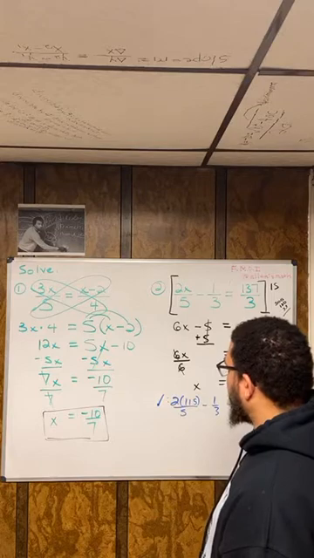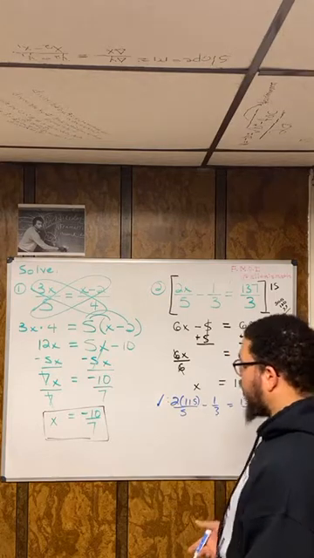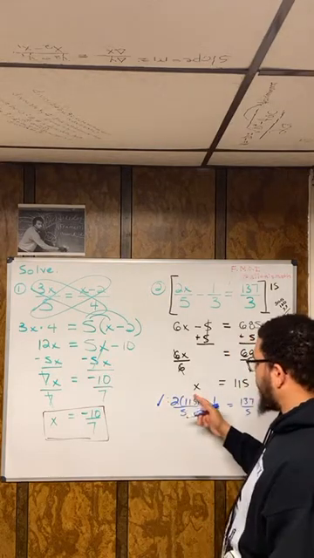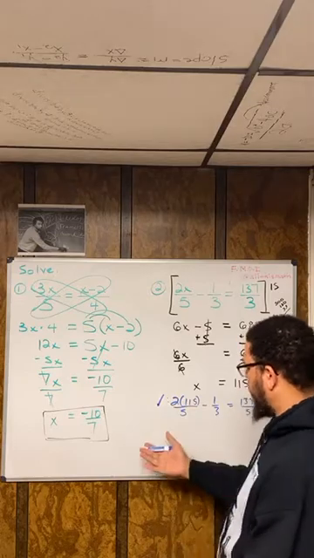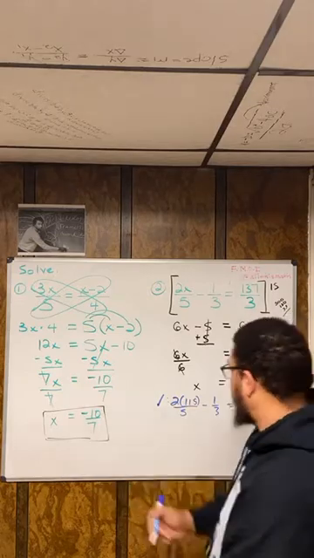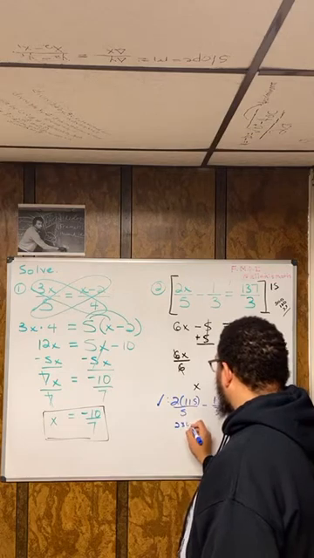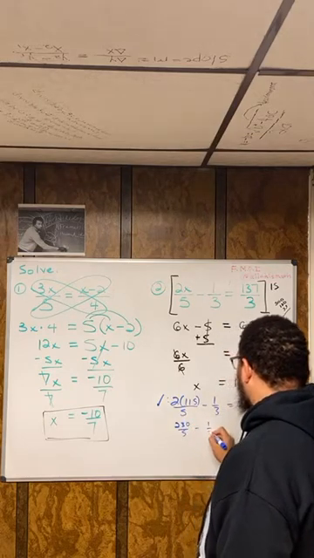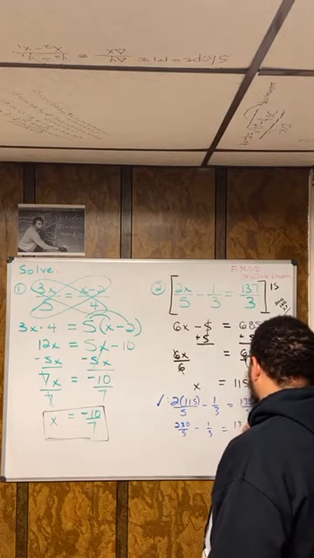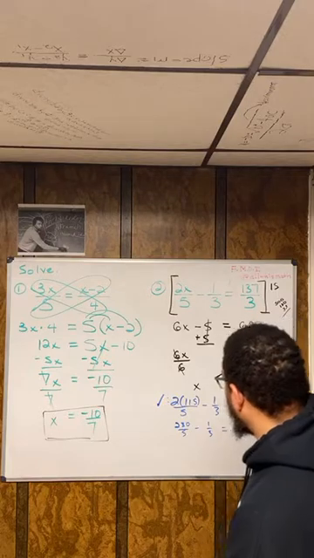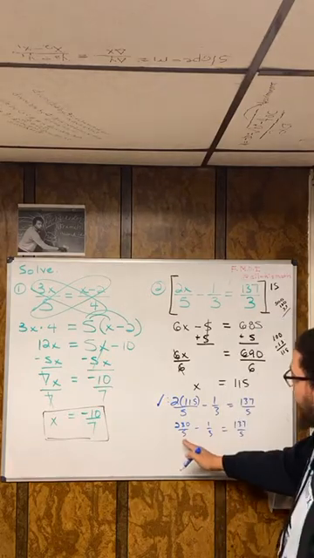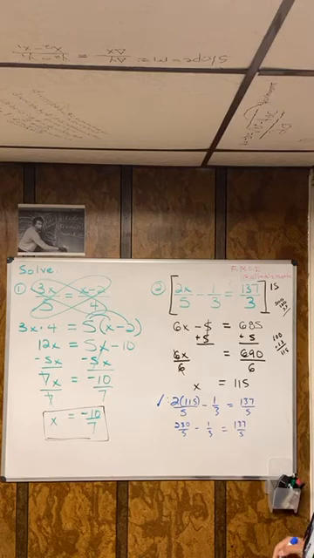2 times 115. That's going to be 230. You double the 100 and you double the 15. You get 200, you get 30. 200 plus 30 is 230. So now we got 230 over 5 minus 1/3 is equal to 137 over 5. Yeah, this is going to be a little messy because we have different denominators, right?